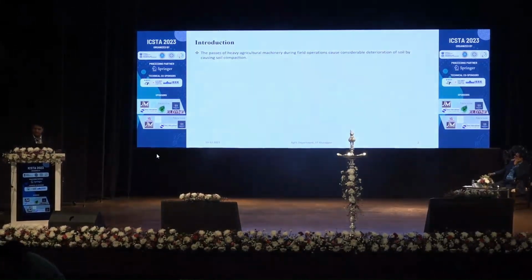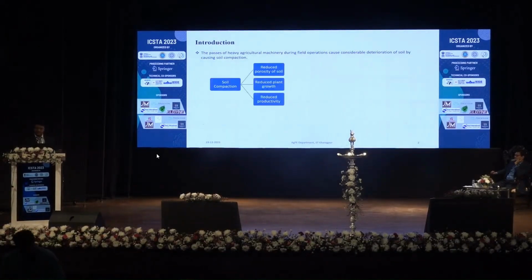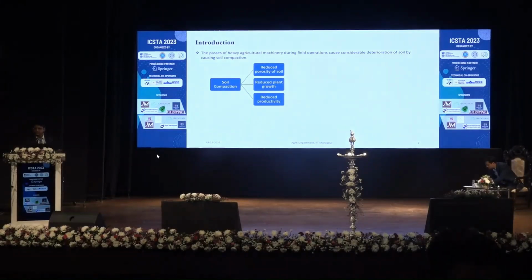Coming to the introduction, the passes of heavy agricultural machinery cause soil compaction, and due to the compaction, porosity of the soil gets reduced, and the supply of oxygen, moisture and micronutrients gets reduced. That's why plant growth and productivity also get reduced. The soil compaction beneath the agricultural tire is more severe and persists for a longer duration or even permanently.